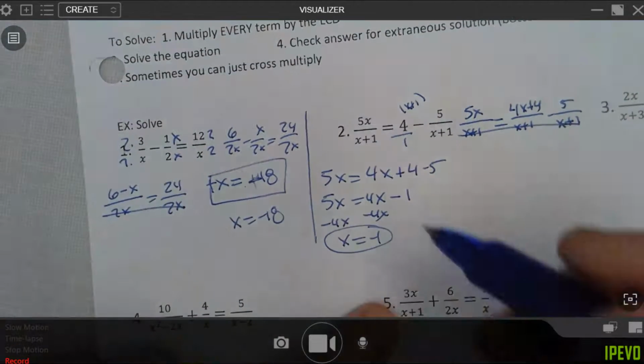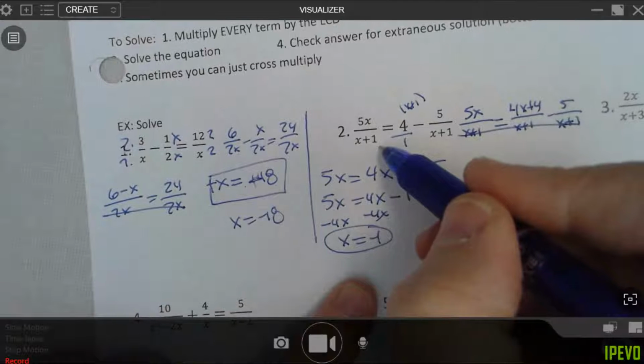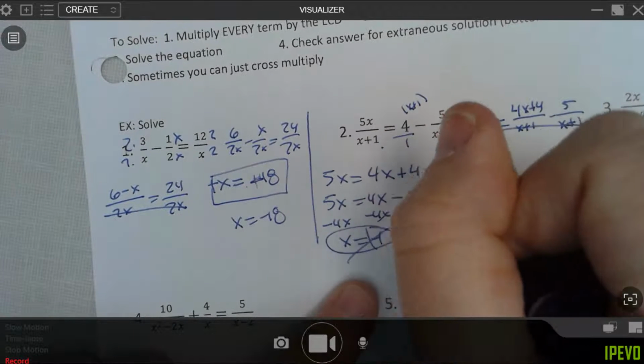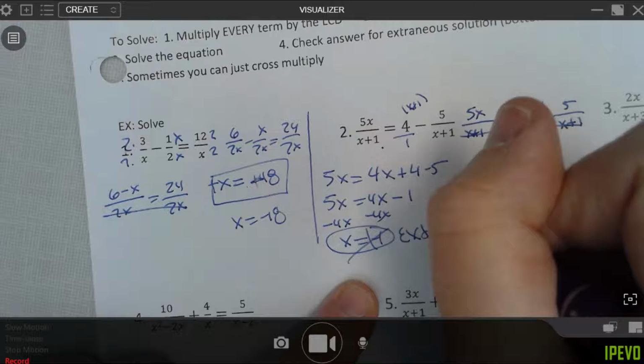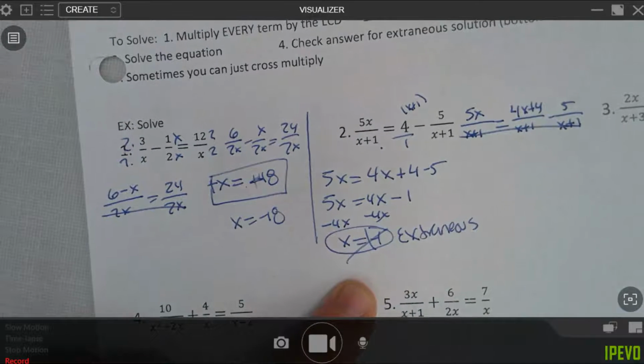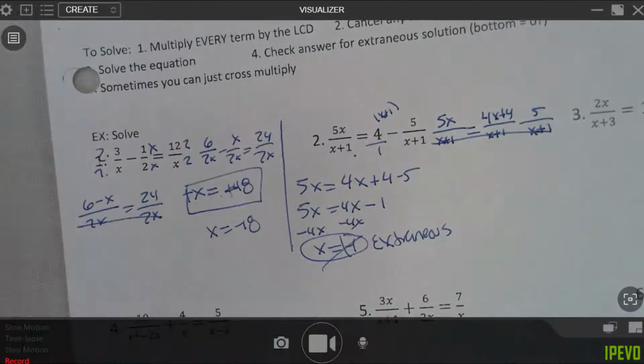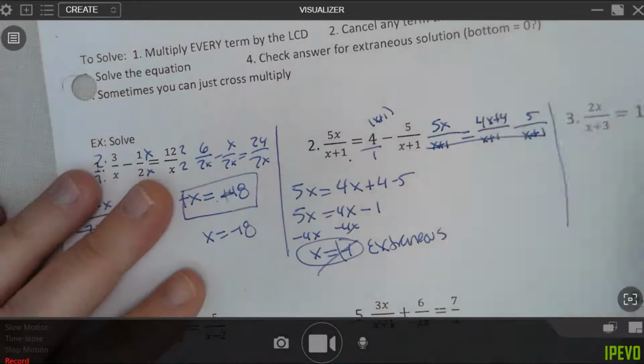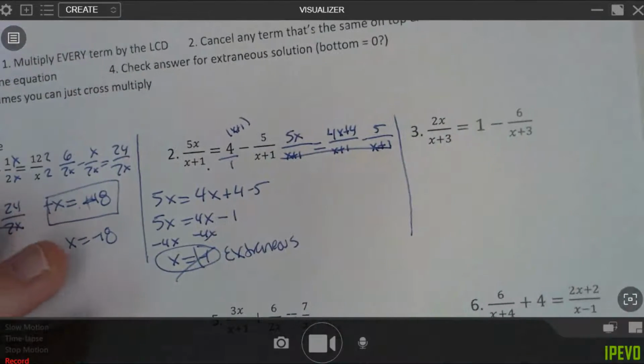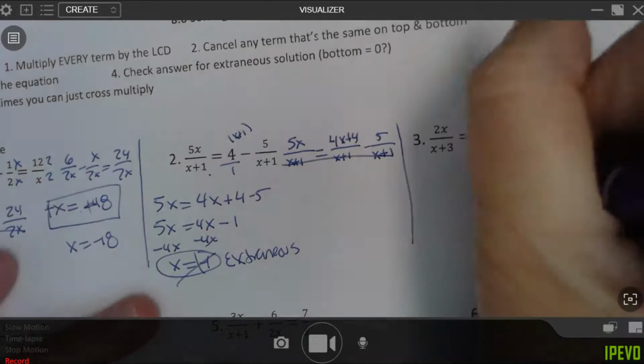Now when I check this time, if I plug in negative 1, it makes my bottom equal 0. So that's actually called an extraneous solution. It doesn't actually work. It's extraneous. And I happen to pick a bunch of extraneous ones on this paper. So as you're solving them and you think, what? It just happens I picked a bunch. So try 3 on your own, pause the video, and come back to see if you got the answer right.